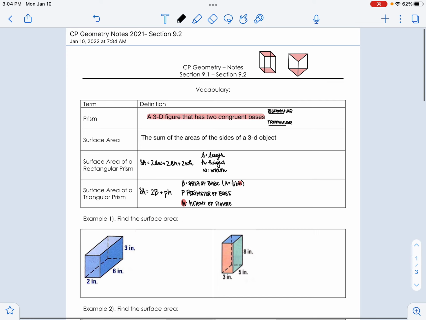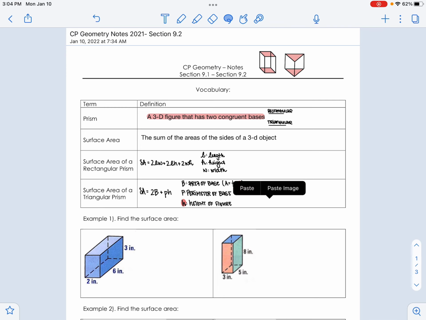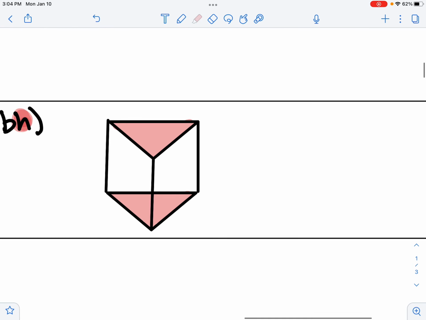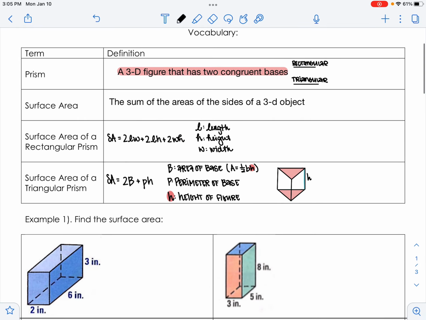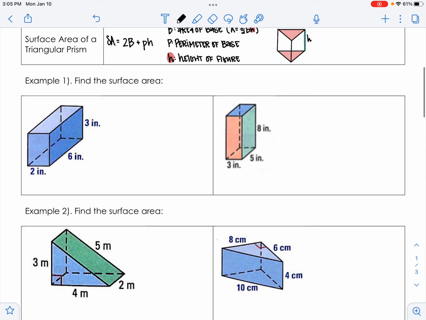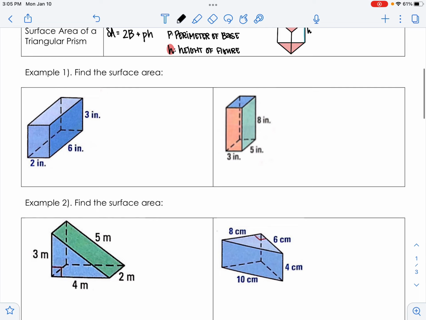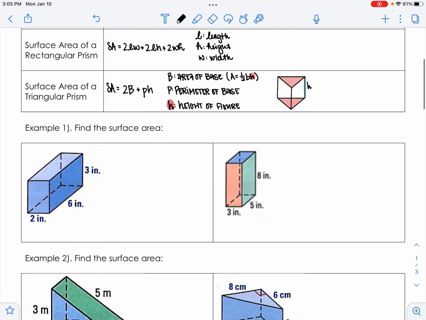So if I copy and paste my triangular prism and put it down here, the height that I'm looking for is this segment right here. So you have to picture the triangular prism as if it's sitting on the triangles. So this segment right here is my height. So let's pause here, and then next video, I'll start applying those formulas.